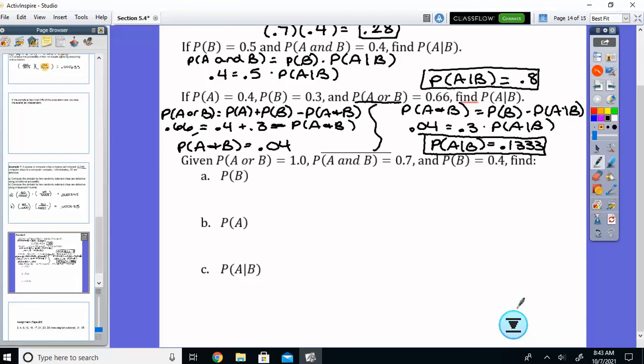The last example. I gave you the A or B, the A and B, and the probability of B. Oh, sorry, I kind of wrote up. That's the probability of B complement. So the probability of not B. So how do we find the probability of B? You do 1 minus the complement. And you get 0.6.